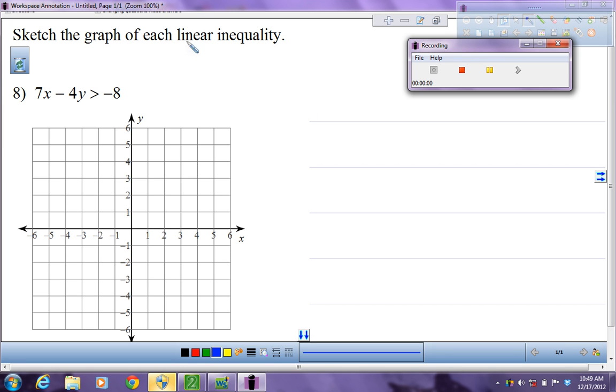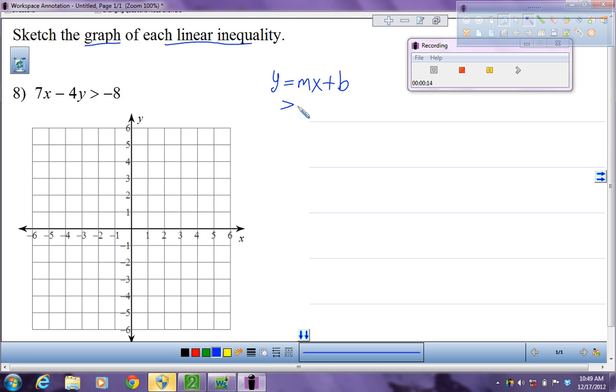Here's another linear inequality that you want to graph. So if you want to graph it, make sure you follow the model, y equals mx plus b. Do you see a little inequality symbol facing this way? You have the negative 8, which is the b term on the right side. You have negative 4y, which is the y term on the left side. And the 7x, which is the x term on the left side.